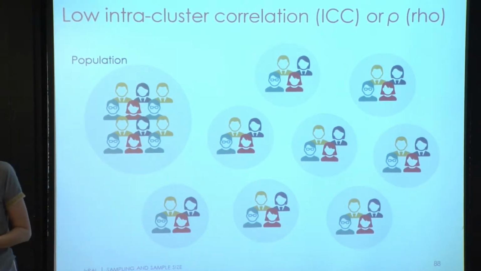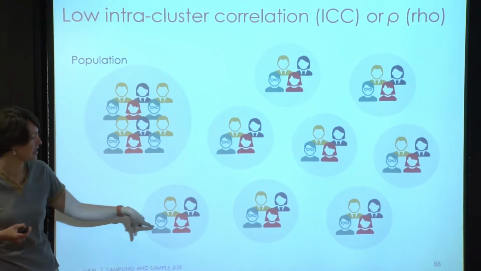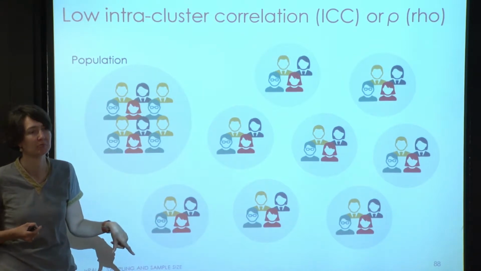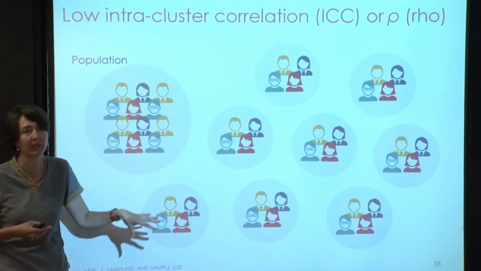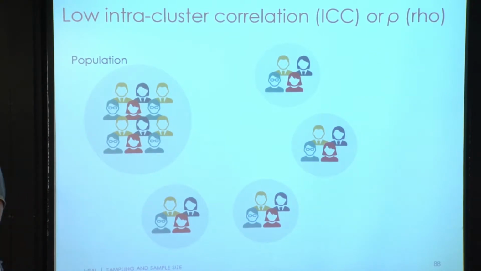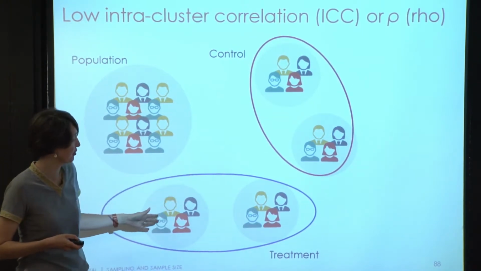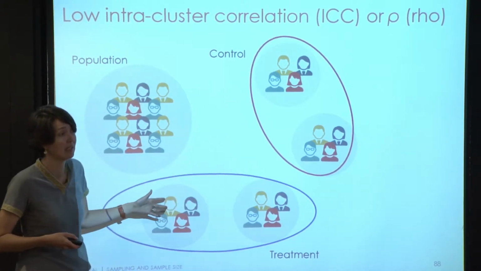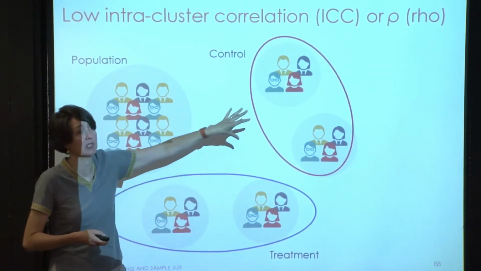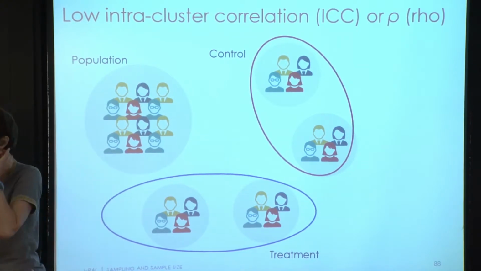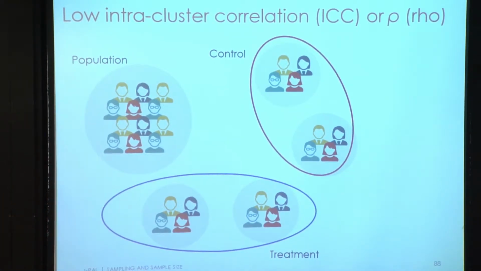This is low intra-cluster correlation, right? Within the cluster, there's not a lot of correlation between people. They pretty much look like the population. Now we're going to sample some of those clusters to understand what the population looks like, and pick some for treatment and some for control. And we'll be okay because the treatment and control are still looking pretty similar. They're looking pretty similar to the population, and they're looking pretty similar to each other. So we've still got a valid treatment and control.